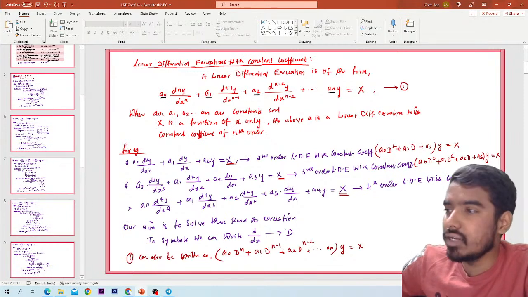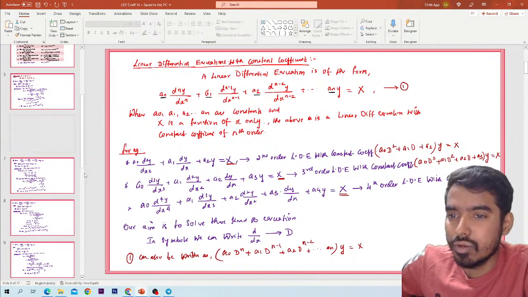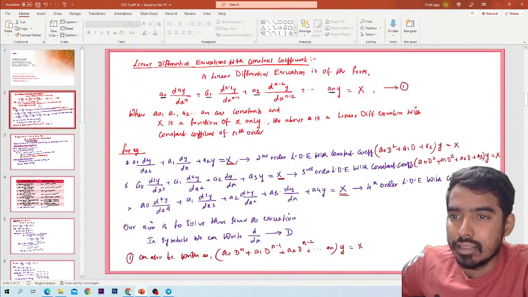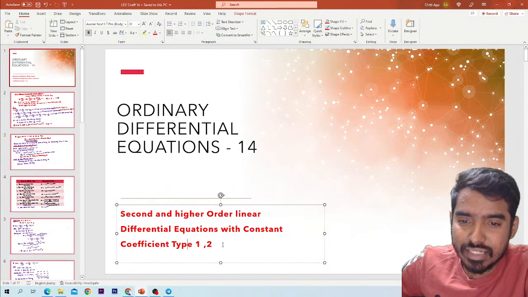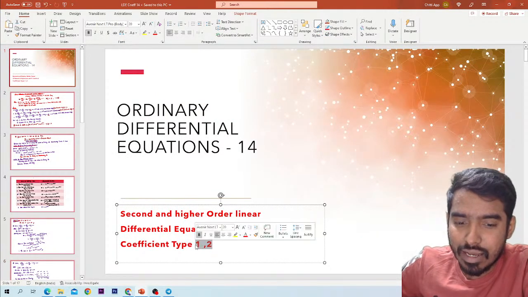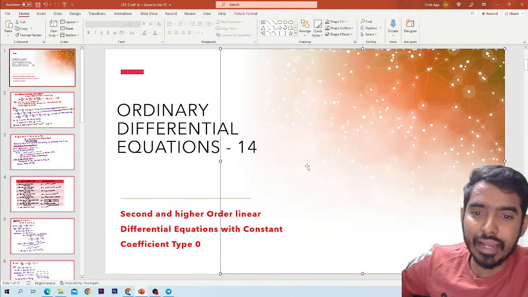Right? So is there any doubt up to now? So we will wind off this session. In the next class, actually I thought of finishing type 1 and type 2, but we have finished only type 0. Type 0 is RHS is 0.